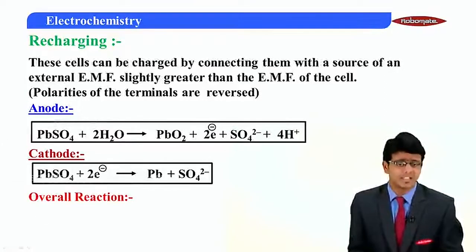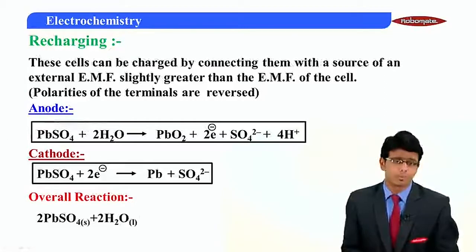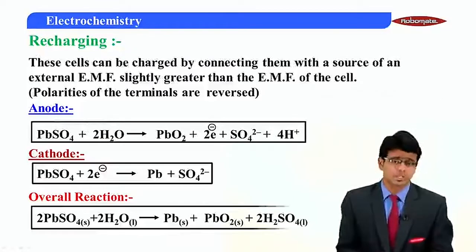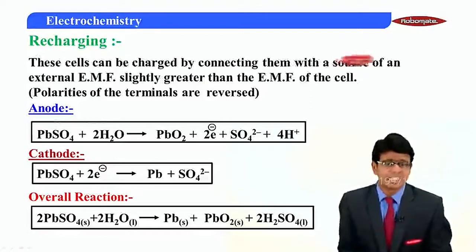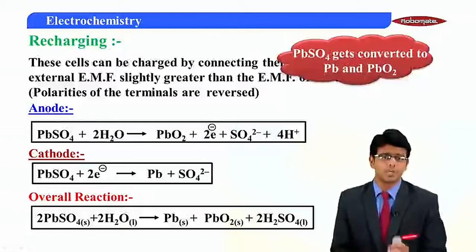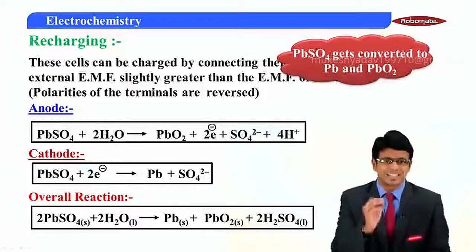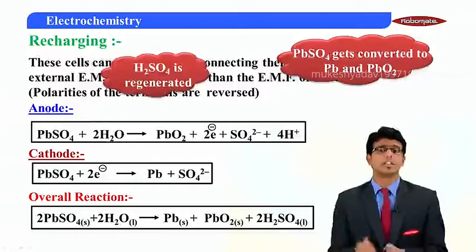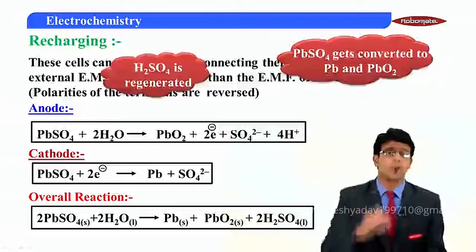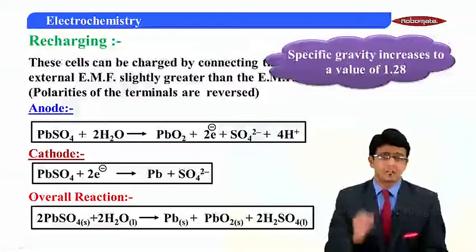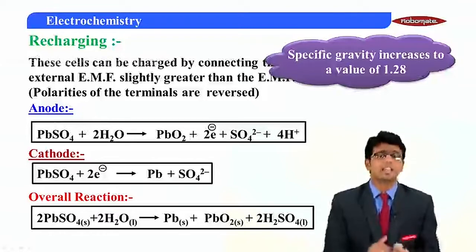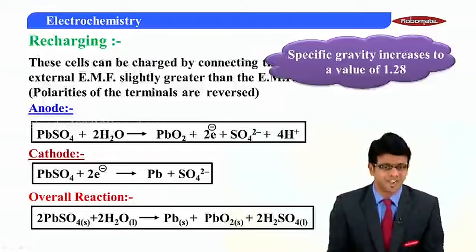If I write the net reaction here: 2 PbSO4 plus 2 H2O giving rise to Pb plus PbO2 plus 2 H2SO4. Here you can clearly see that PbSO4 is getting consumed and converted into Pb and PbO2. At the same time, H2SO4 is regenerated, and because of that its specific gravity will keep on increasing. When it reaches a value of 1.28, we can say that the cell is fully charged.